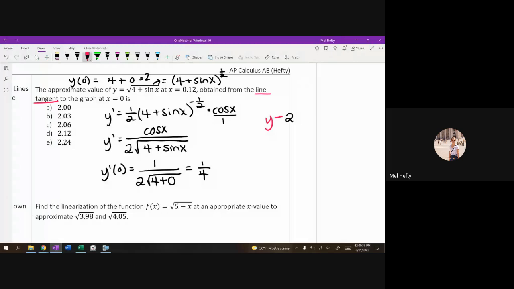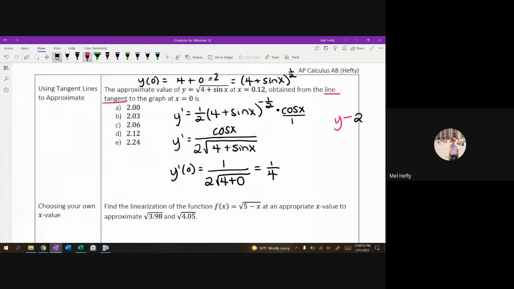Sorry, I'm trying to color code and it's not letting me. What is happening here? My computer is dying.